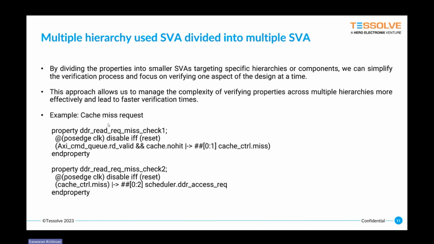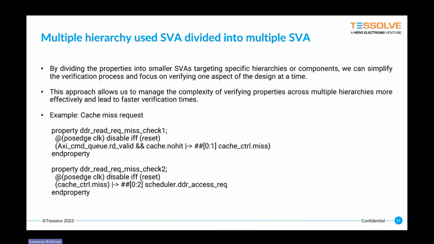faster verification. Here, for example, we can take the same cache miss request property. Here we are splitting the same single property into two properties. This DDR read request miss check 1 property was checking only the AXI request queue DDR valid asserted and cache buffer no-hit asserted. Then within 1 clock cycle, the cache controller's miss request should be 1.